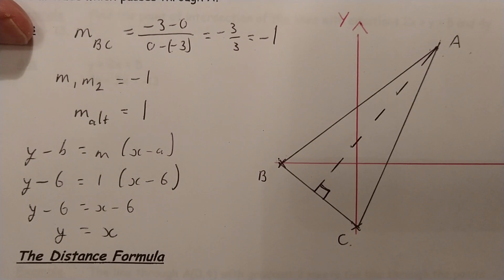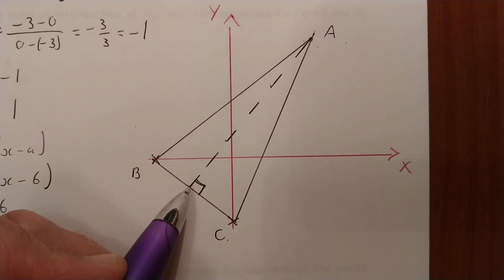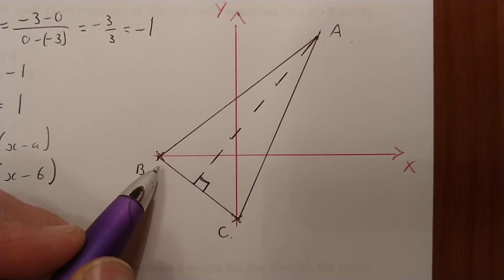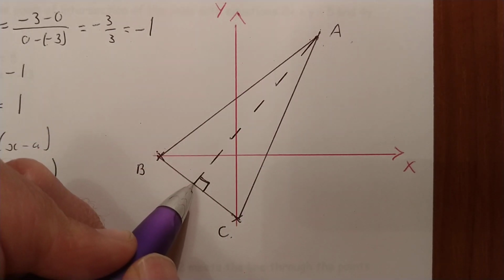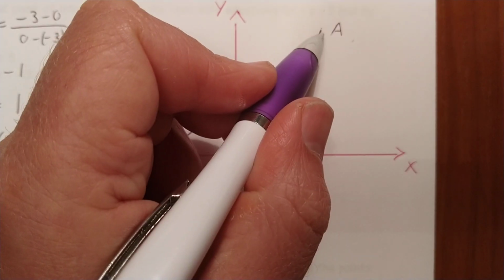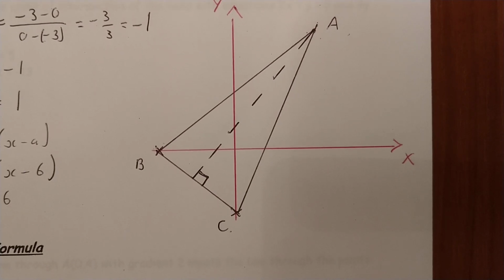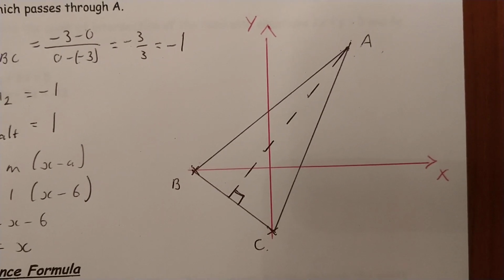So for altitudes, we can't work out the coordinates of this point, but because it's an altitude, it must be perpendicular. So work out the gradient of the opposite side. Work out the perpendicular gradient. Use the vertex up here. Plug into y minus b equals m(x minus a). And that's how we get the equation of medians and altitudes.